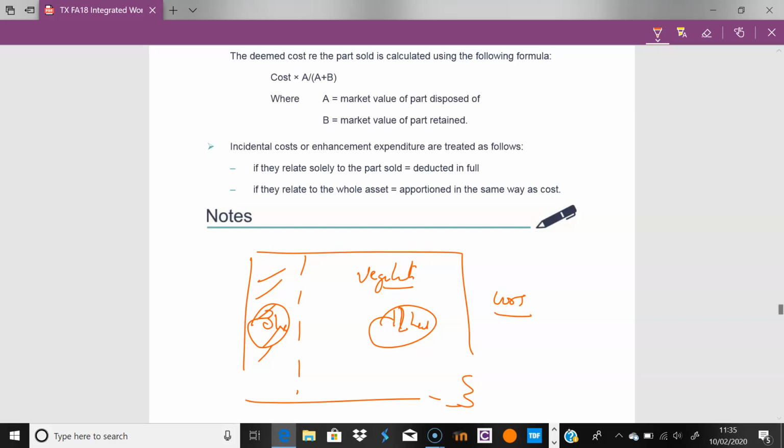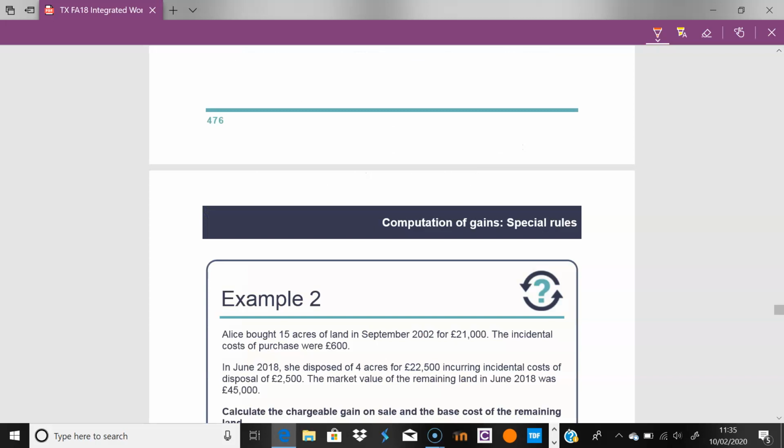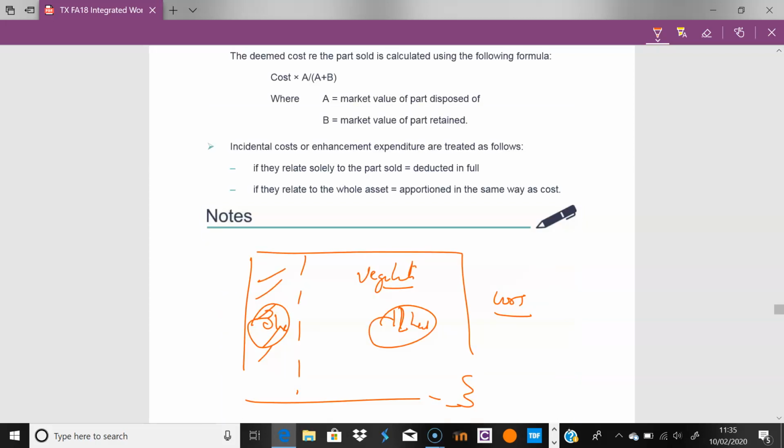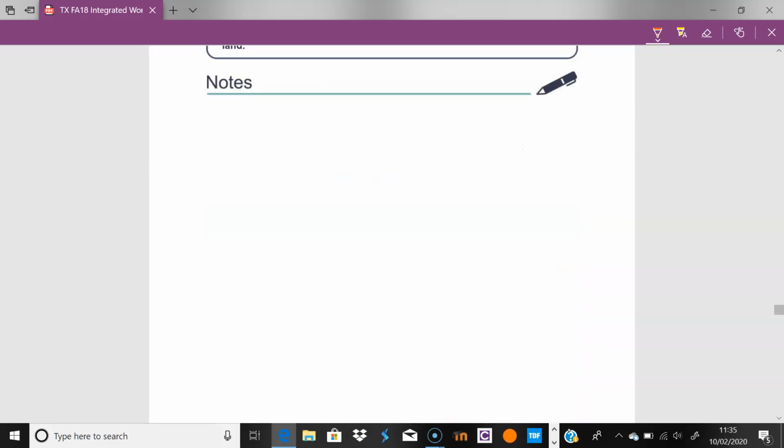Let's see where we're going here. I just want to highlight a few points. This is just in the way, but the theory is the same. Incidental costs: you have to deal with the incidental costs based on how they're treated. If they relate solely to the part, deduct in full from the part that's been sold, of course, because that's just to do with that. If it relates to the whole asset, apportion in the same way. So let's see what we have here.